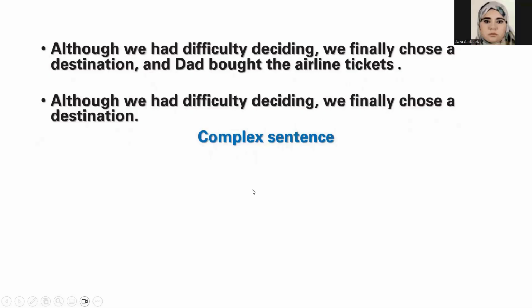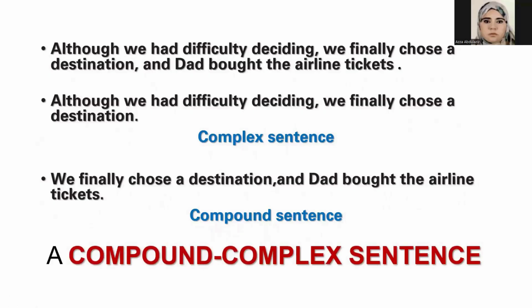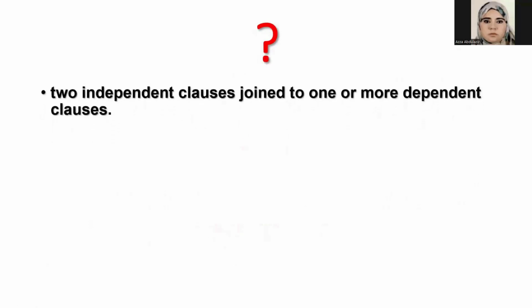And the second one should be, we finally chose a destination, and Dad bought the airline tickets. It's clear that it's a compound sentence because we have two independent clauses connected together using a coordinating conjunction, and we do not forget to add a comma before the coordinating conjunction. So this sentence is called a compound complex sentence. Okay? What is meant by a compound complex sentence? It's when we have two independent clauses joined to one or more dependent clauses.